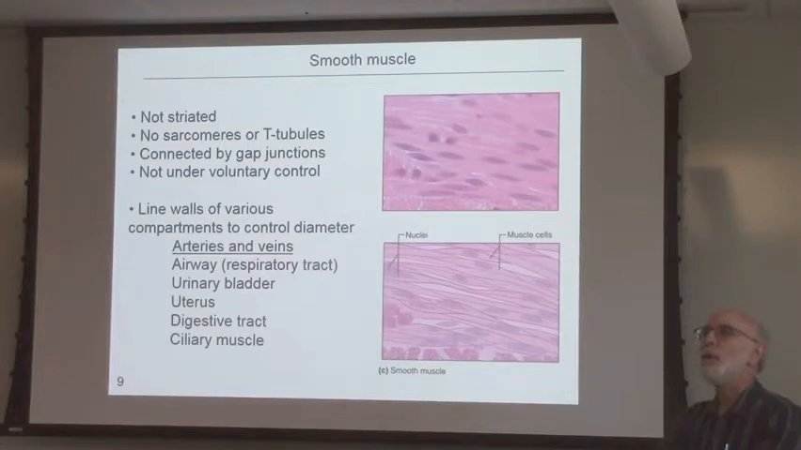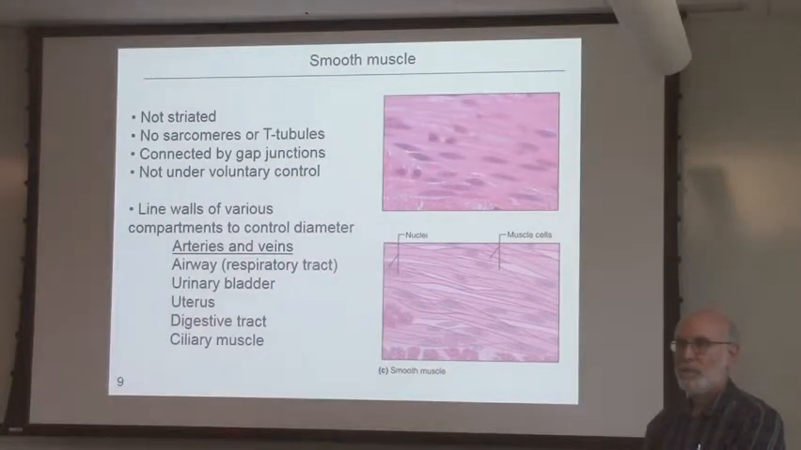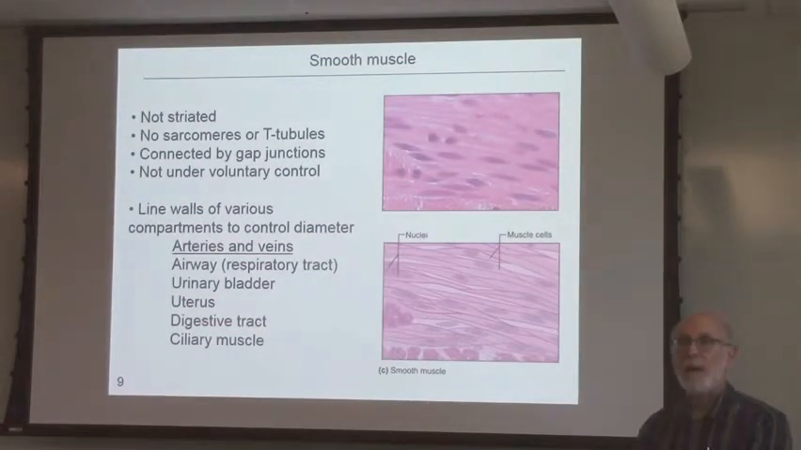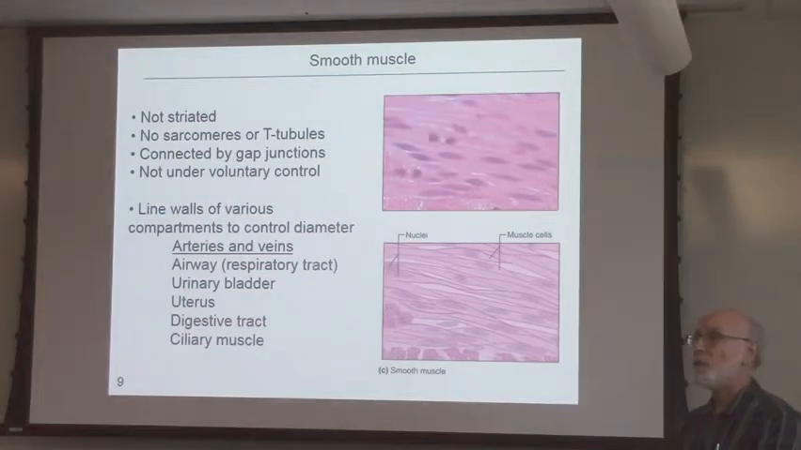If I say to you, I want you all to increase your blood pressure by 10 millimeters of mercury, you can't do it. You don't have that control. They are connected by gap junctions. So smooth muscle cells are connected to their neighbors by gap junctions similar to cardiac muscle. So that's a similarity between cardiac and smooth muscle. All the others are differences.